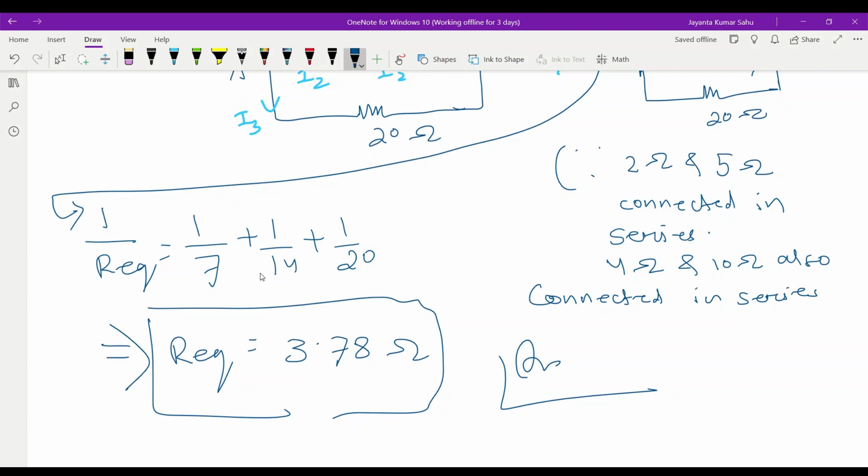If the bridge is not balanced, then what will we do? We apply the star delta conversion.